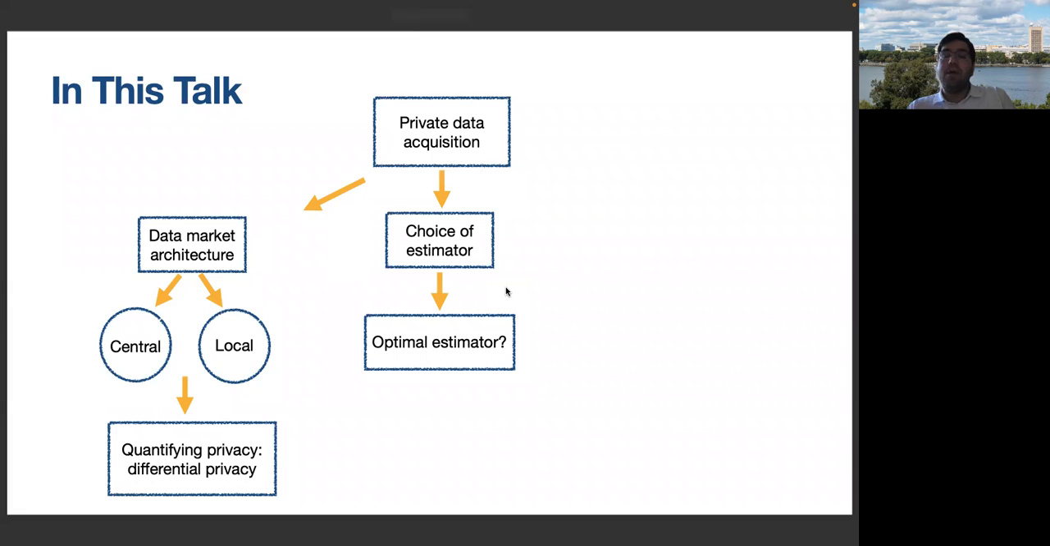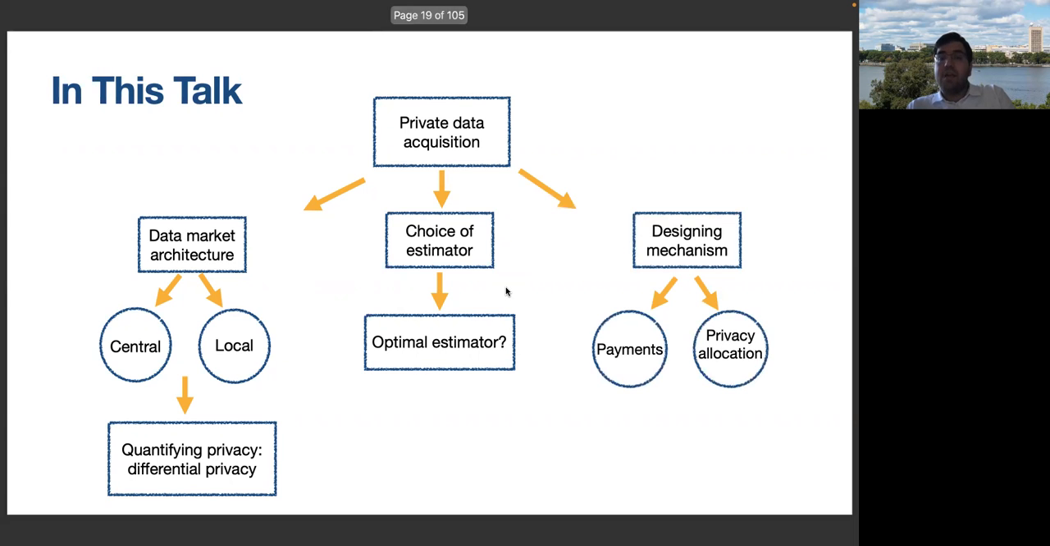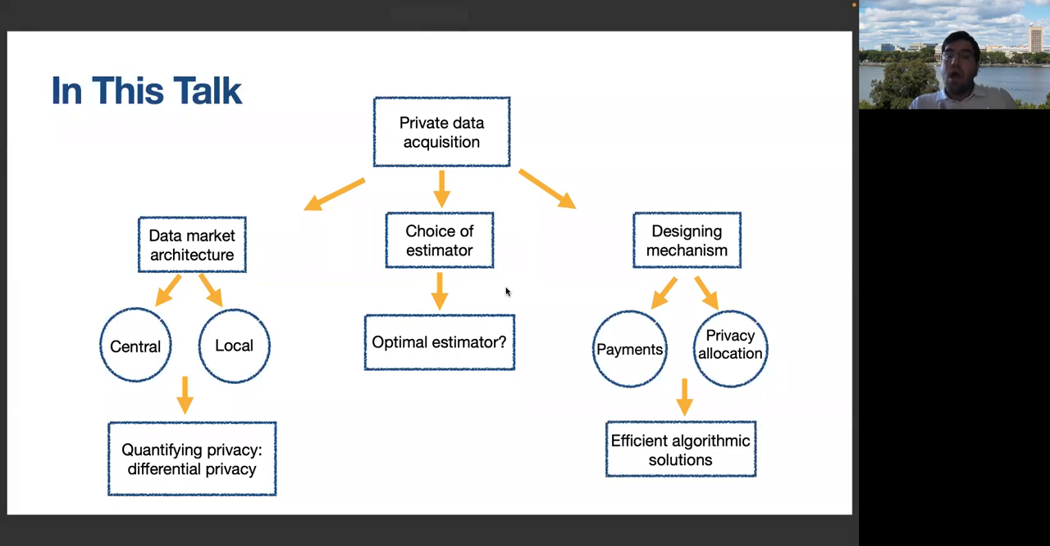Next, we are going to talk about the choice of estimator, and we are going to answer this question: given that users might have different privacy demands, what is the optimal choice of estimator here? Finally, we are going to design a mechanism that allocates these privacy guarantees to users with different privacy demands and also decides on payments as a tool of compensation for their privacy losses. And finally, we'll show how we can develop efficient algorithmic solutions to solve the mechanism design problem that we pose.